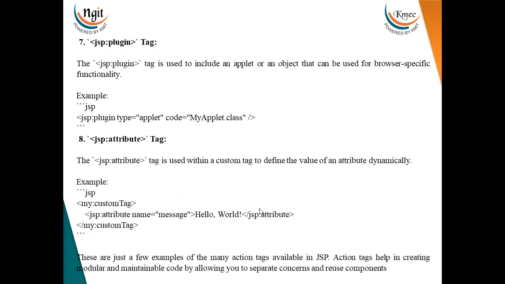Next is the plugin tag. The plugin tag is used to include an applet or an object that can be used for browser-specific functionality, when you are including any applet. And the JSP attribute tag is used within a custom tag to define the value of an attribute dynamically. Here are a few examples of action tags available in JSP, which will help you create modular and maintainable code by allowing you to separate concerns and reuse components.